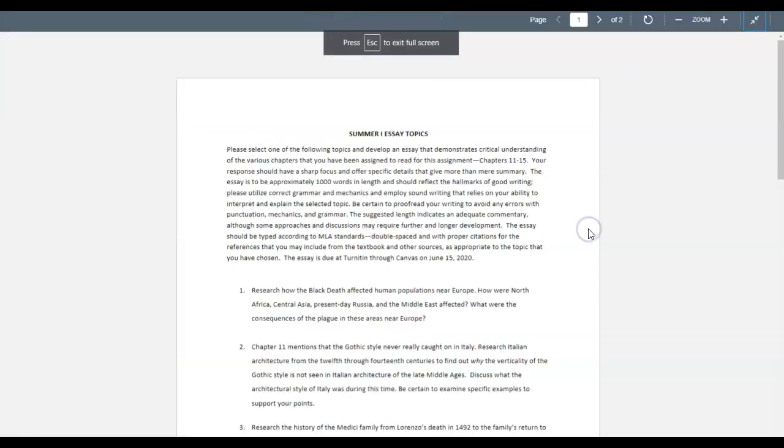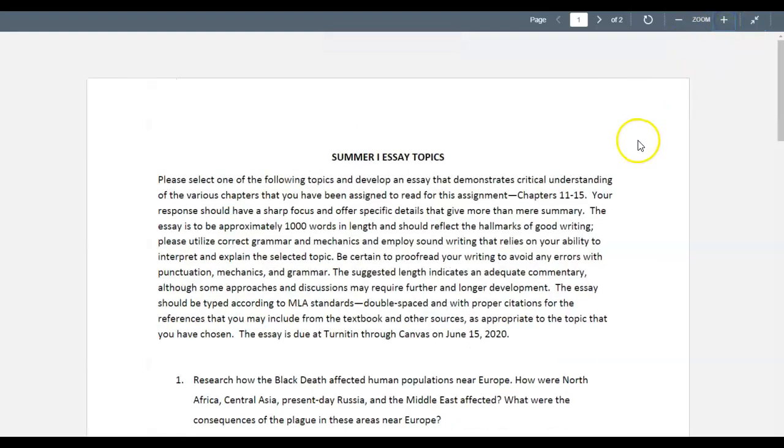And so we're going to look at this. Let me try to get this to zoom a little bit so you can see it more easily. You're asked to choose one of the topics that are listed below. These will require you to do a little bit more research. You are expected to write approximately 1,000 words with the hallmarks of good writing. That means correct grammar, mechanics, and sound writing that shows your ability to interpret and explain the topic. You should avoid errors in punctuation, mechanics, and grammar.